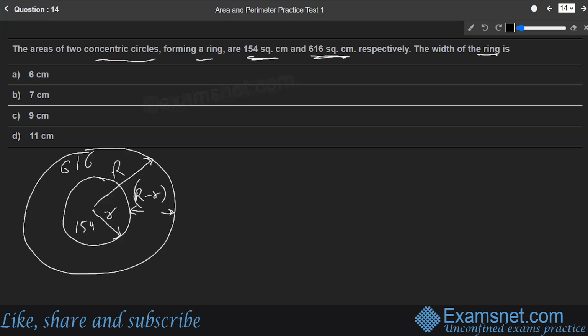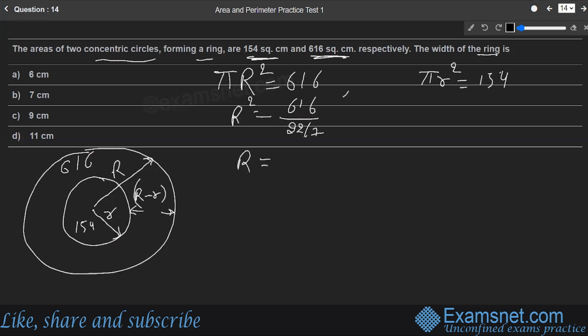So let us equate the area. The area of the larger circle will be pi capital R square, and that is given out to be 616 square centimeter. Similarly, the area of the small circle will be pi small r square, that is given out to be 154 square centimeter. Now we can calculate the r value from both the cases. So R square is equal to 616 divided by pi, that is 22 by 7. If we calculate this further, the R value comes out to be root of 196, that is 14 centimeter.